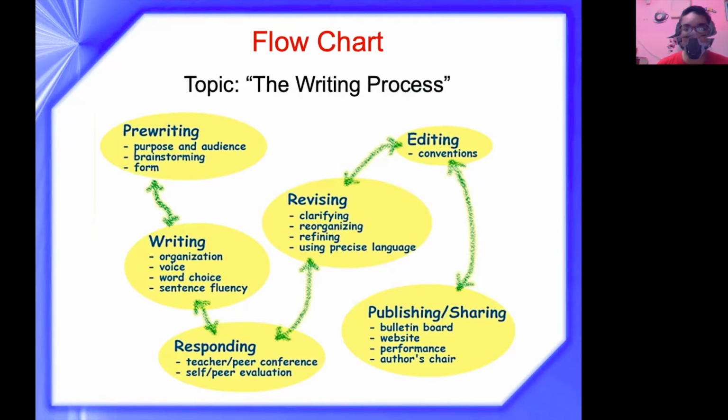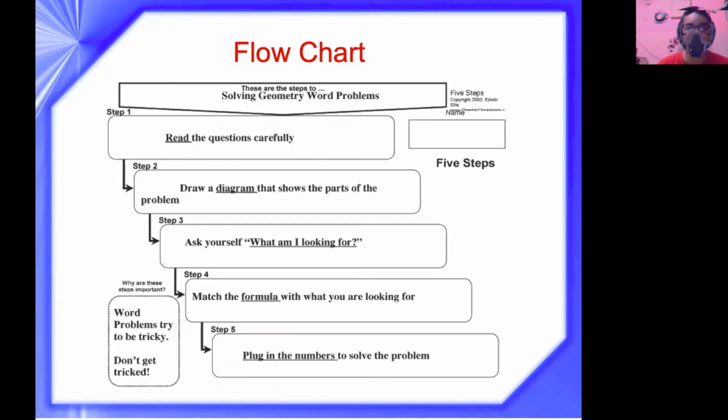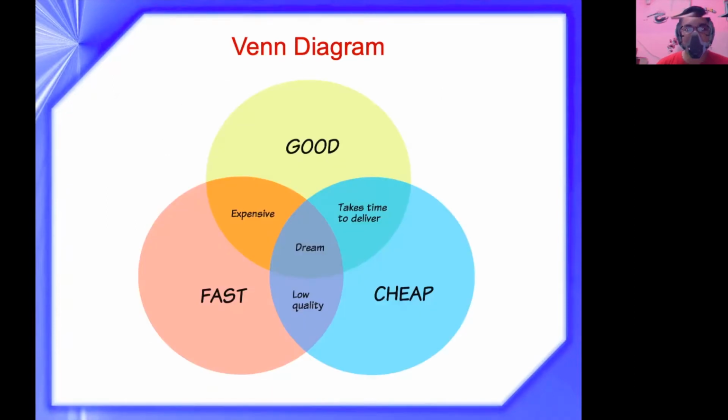Pre-writing, kan awak kena rancang apa nak tulis. Writing, awak menulis lah. Responding, bila dah bagi pada pensyarah, lepas tu pensyarah pun periksa. Revising, apa yang salah kita betulkan. Editing sama juga. And publishing and sharing. Ini contoh flowchart. Kalau rajin bacalah ya. Venn diagram, this is a sample of Venn diagram.